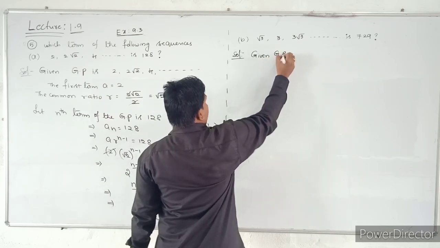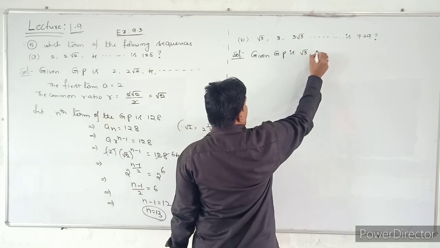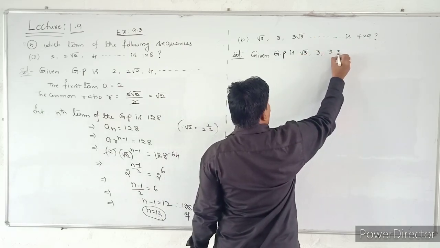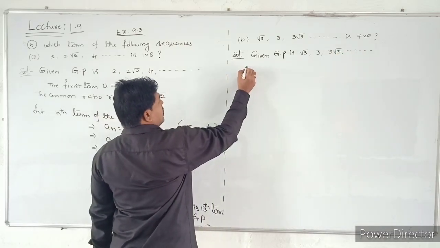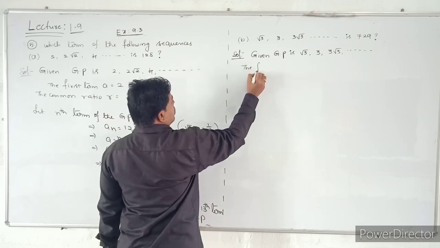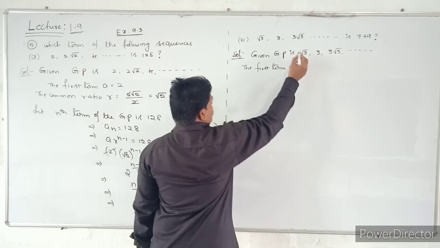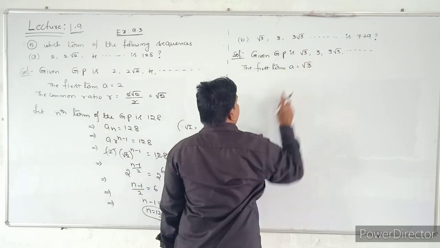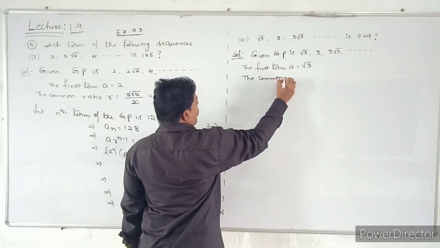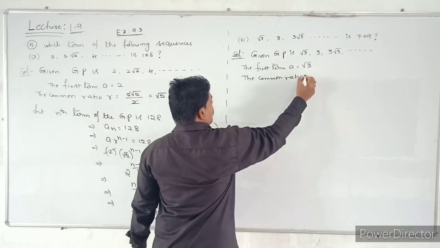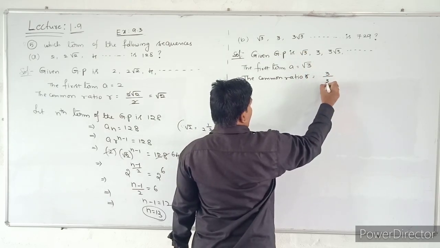The given geometric progression is root 3, 3, 3 root 3, and so on. What is the first term? The first term a is root 3. Next, the common ratio r. The common ratio r is equal to a2 by a1, which is nothing but 3 by root 3.